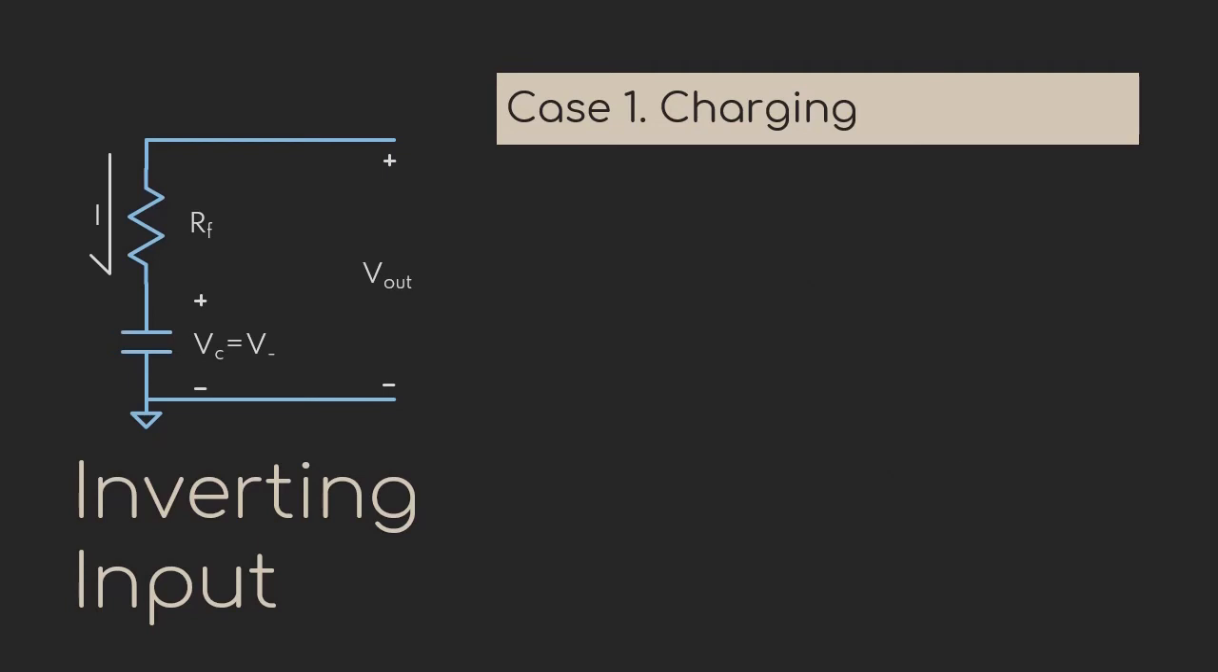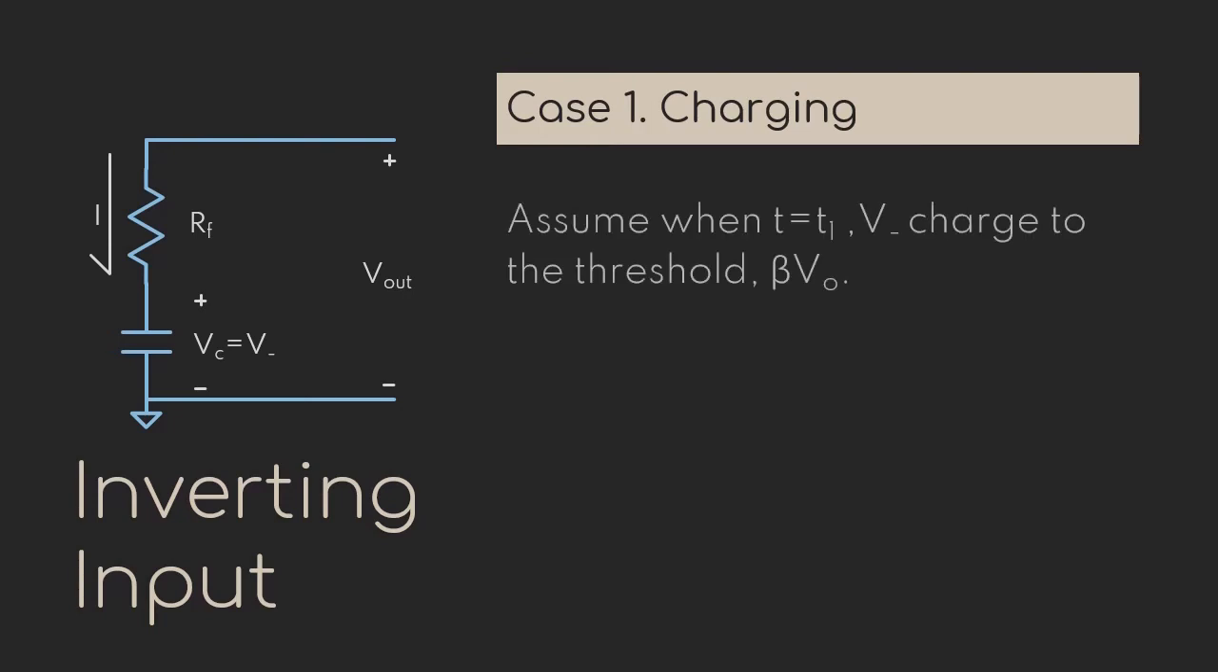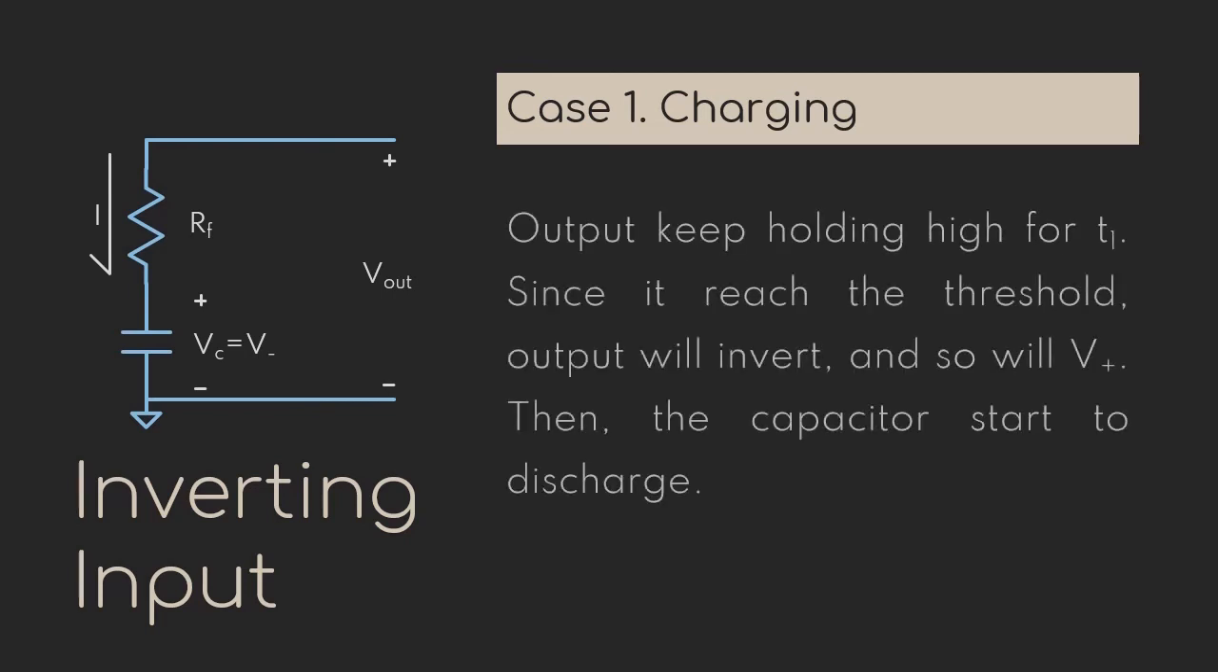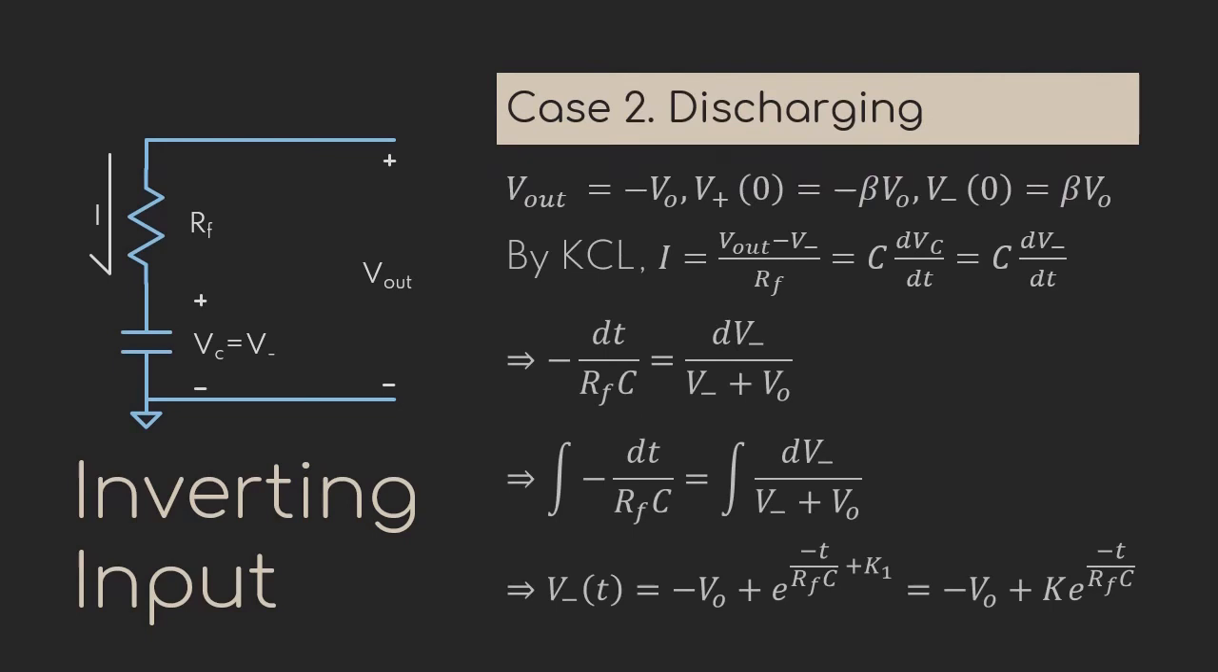In order to obtain the amount of time that this state holds, we could assume that t equals t1, and V inverting is charged to the threshold voltage beta VO. Then we could know that t1 is equal to RFC times natural log of (1 plus beta) over (1 minus beta). This mathematical result indicates that the output voltage will be kept high for t1, and the output is inverted as it reaches the threshold voltage, and so is V non-inverting, which causes the capacitor to discharge. Since the equations for both cases of charging and discharging are similar, but with the opposite sign, the derivation will be omitted here.